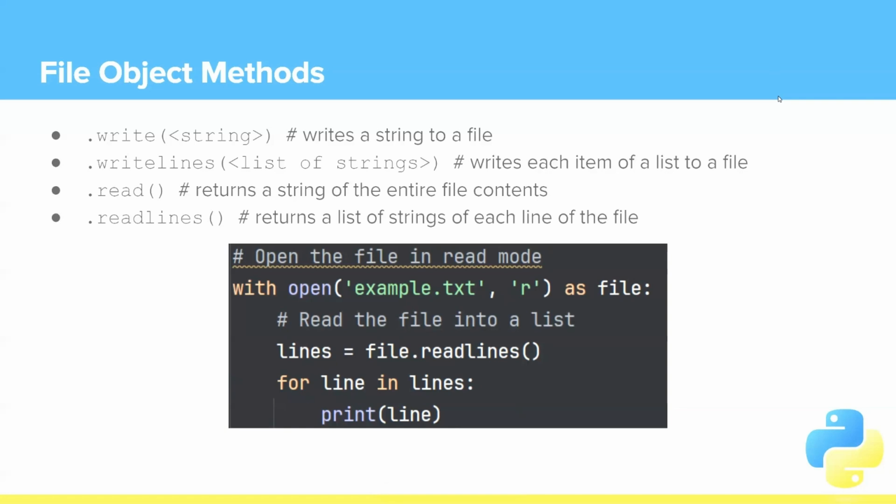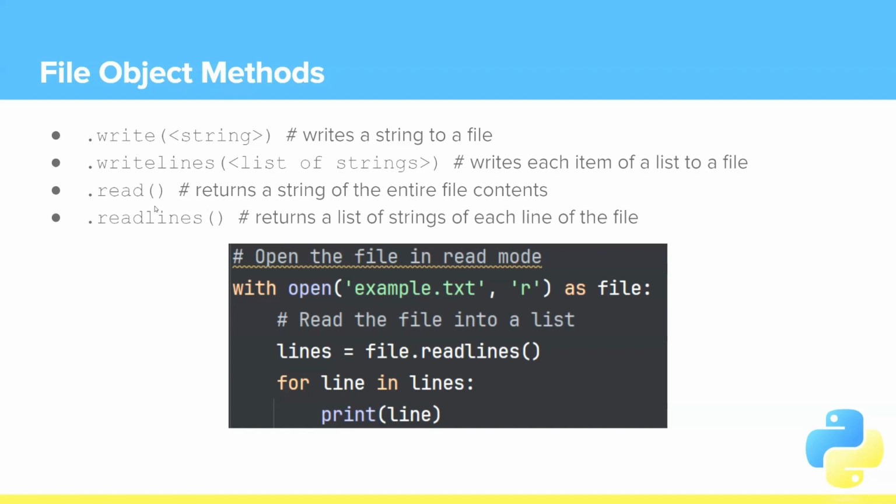We are now ready to discuss a little bit more in depth the methods that we can use when we're opening files. These 4 methods are going to enable us to do a lot of powerful things. We can write a string to a file. We can write lines. That's another method, which takes input of a list of strings, writing each item to the file.